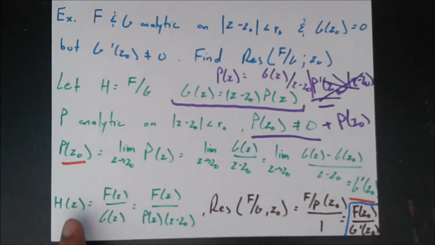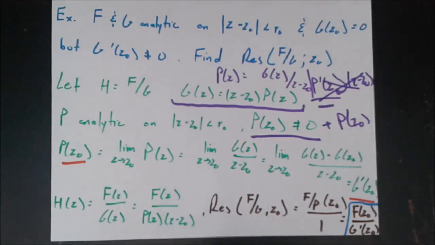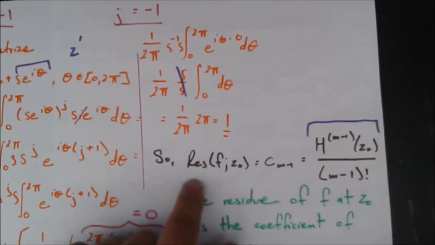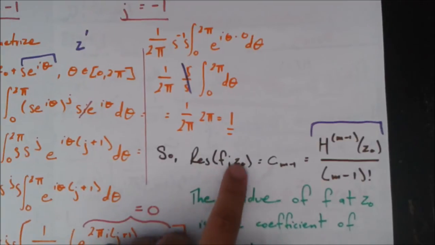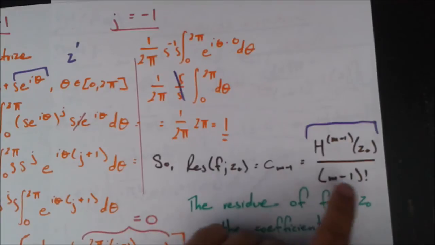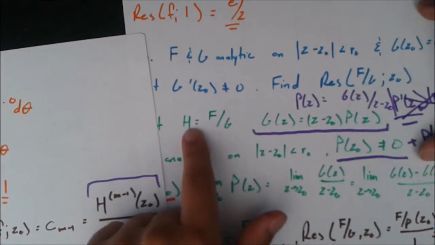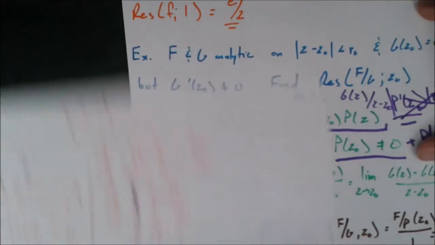So we have h of z equals f of z over g of z, and we can rewrite this as f of z over p of z times z minus z naught, because that's what we said we can write g of z as. So now let's go back to this definition of residue, where we had residue of f at z naught is equal to h, the m minus first derivative of h at z naught over m minus 1 factorial. So in this case, we need to keep our letters straight. The function we want to find it for is actually h, because that's f over g.